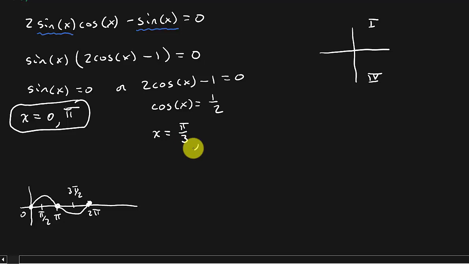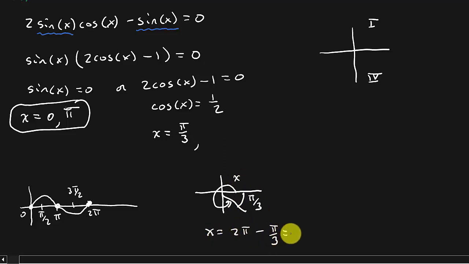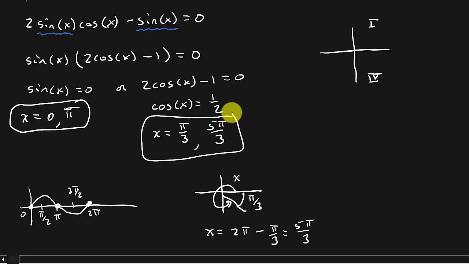All right, now I need my fourth quadrant solution. See, that's why I'm finding my reference angles, so I can find all of my solutions. There's x, there's pi over 3, and so x is what, 2 pi minus pi over 3? That is 5 pi over 3. So this is 5 pi over 3. And so there's all four solutions.